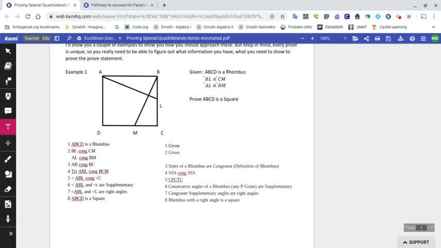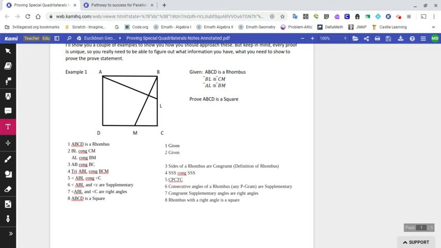So what makes a square a square? Well, it's a rhombus with right angles in it, or even just a single right angle. If it's a rhombus first, and there's a single right angle, then it's got to be a square. So we've got the two triangles congruent. I'm going to say angle ABL is congruent to angle C. Those are the two corners of the rhombus, angle ABL and angle C.